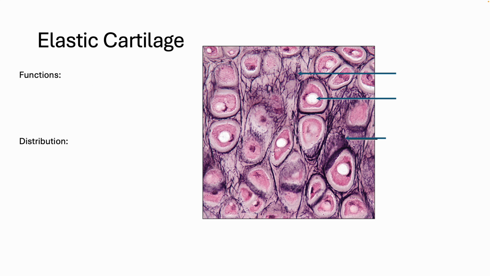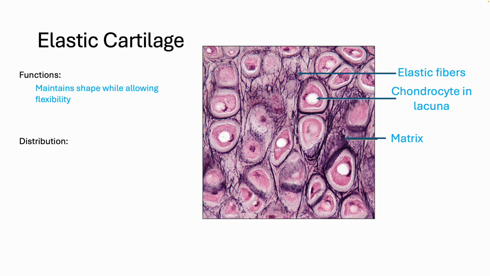All right, elastic cartilage is like hyaline, but it has more elastic fibers. The chondrocytes are still found within the lacuna. You still have the matrix, but then you see the elastic fibers are going to be more visible. It functions to help maintain shape while allowing for more flexibility. You find this in the external ear and in the epiglottis.